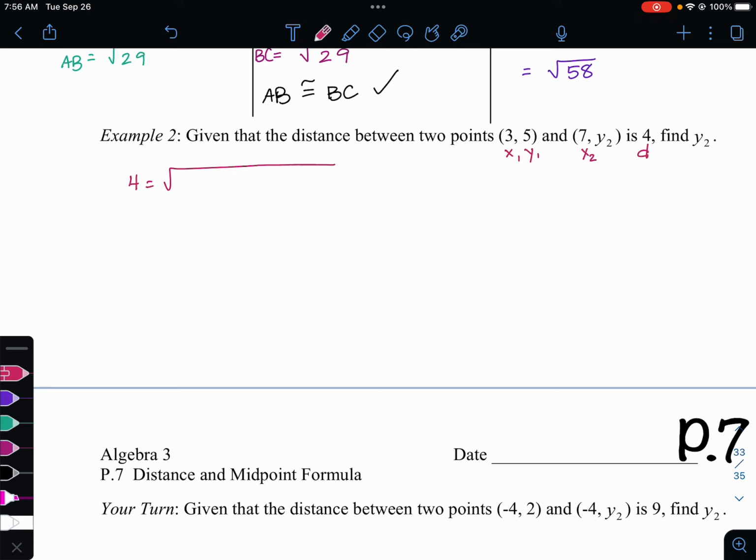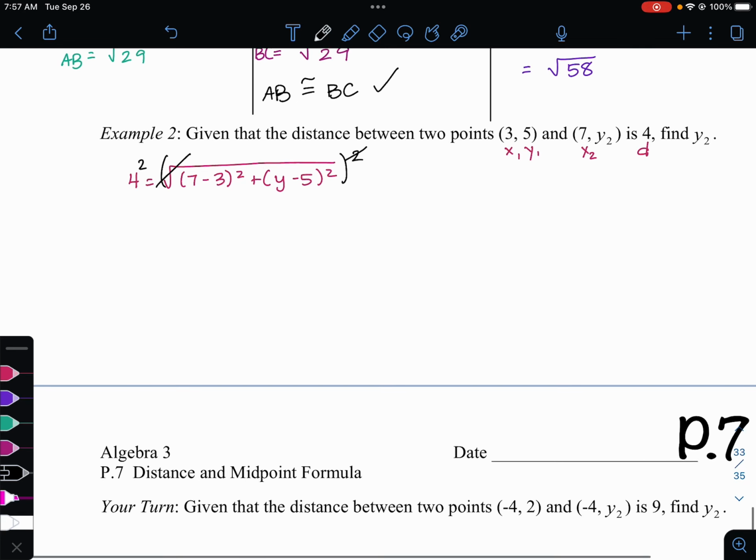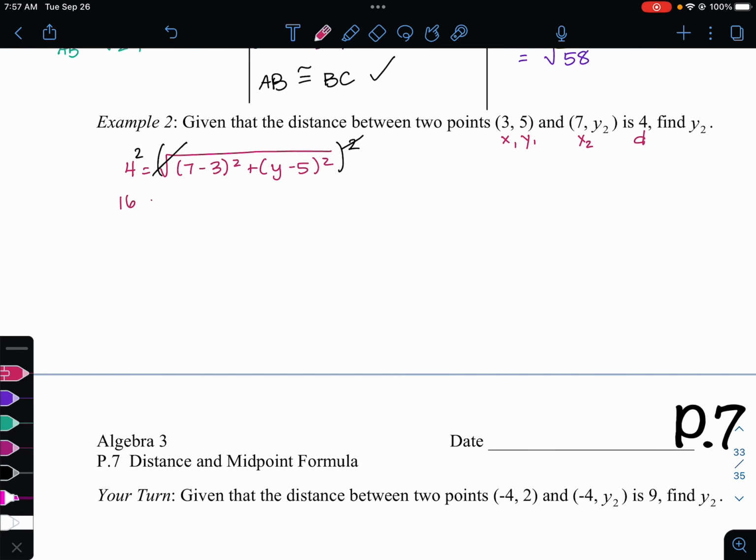So we're going to get the square root of (7 minus 3) quantity squared plus (y minus 5) quantity squared. And now, if you want to, you can get rid of that square root right away. So the opposite of a square root is squaring both sides. So 4 squared is 16 equals, and then I'm also going to reduce 7 minus 3, so that becomes 4 squared plus my quantity (y minus 5) squared. So 4 squared is 16.